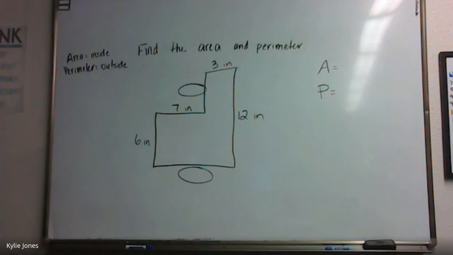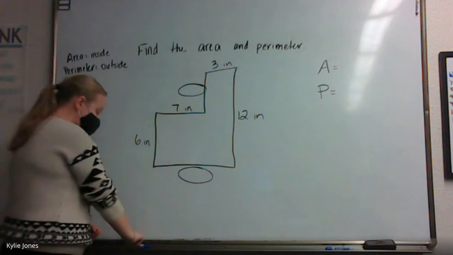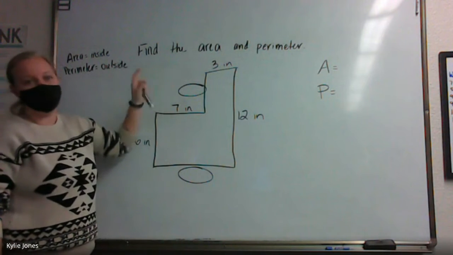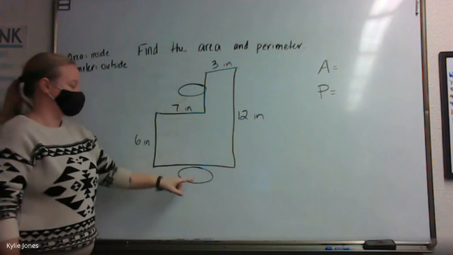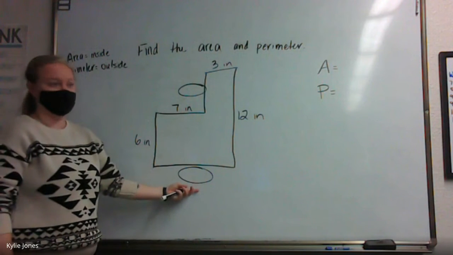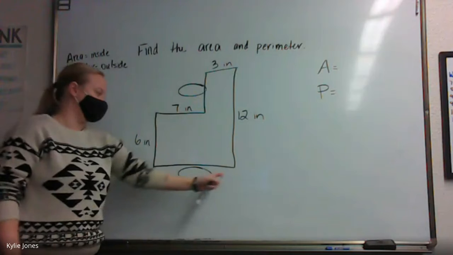All right. Okay, let's go ahead and go over this. Let's start first by finding the perimeter. In order to find the perimeter, we need to figure out what these missing measurements are. So let's start with this bottom one. How can I find this? What can I do to figure out how long this is?